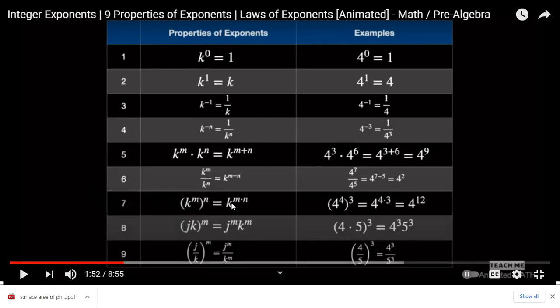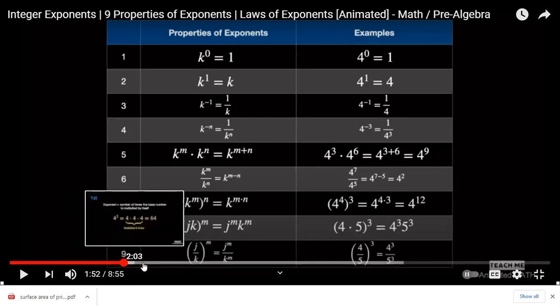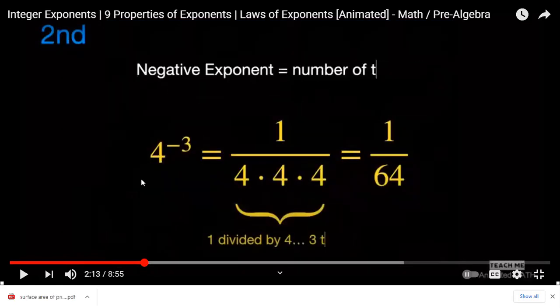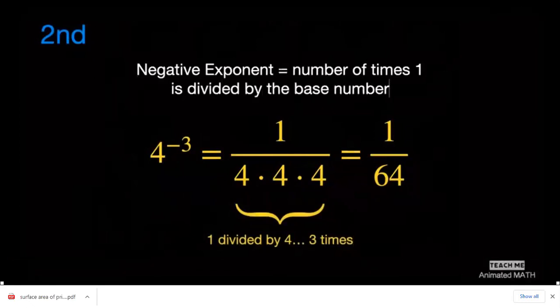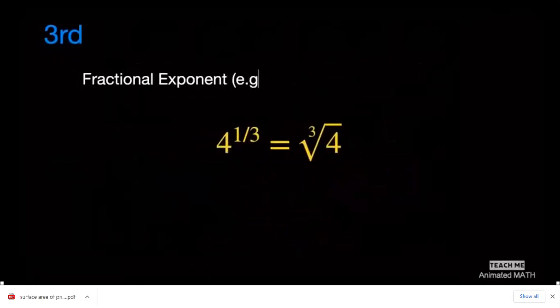All of this, is there anything new? We studied all of this before, right? What is the part which we are going to study? Let me show you an example first about the negative exponents. How many times you have to divide 1 by the base number? Third, a fractional exponent like 1 over m means to take the mth root of a number.